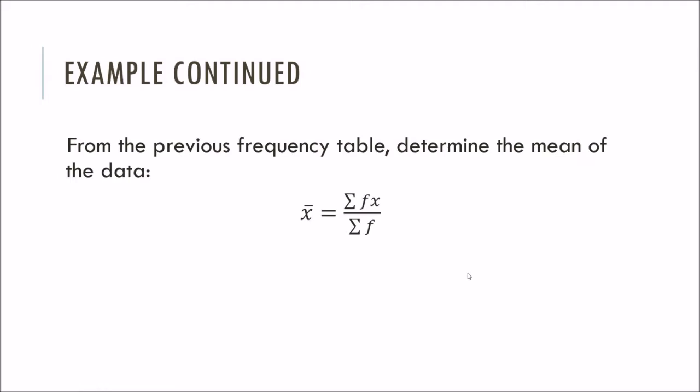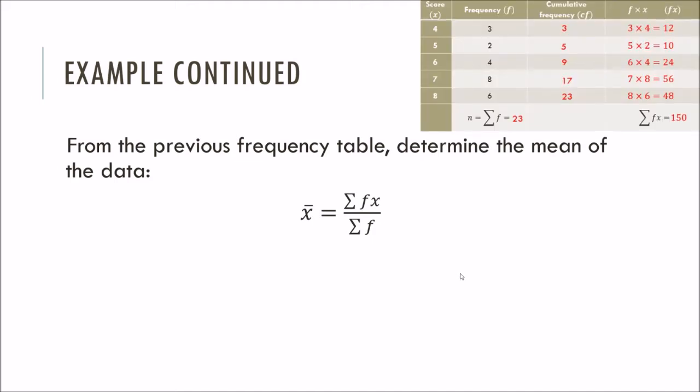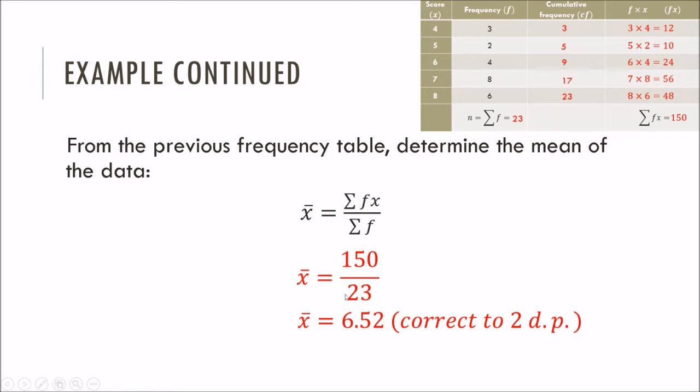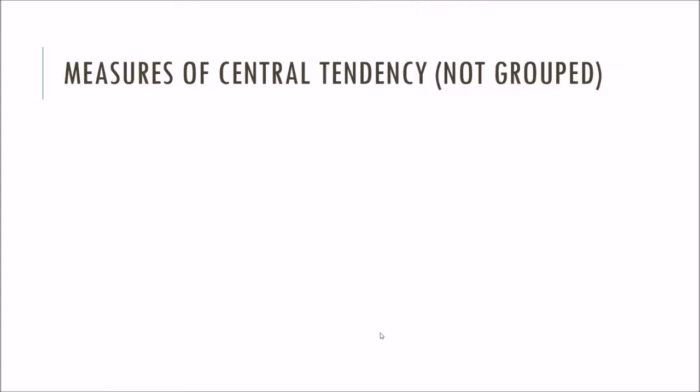So from the previous frequency table, we want to determine the mean of our data. If we look at our table, we want our sum of fx and we want our sum of f. So we're looking at the total in our frequency column and the total of the fx column over here. That will give us 150 divided by 23, which will give us our arithmetic mean as 6.52 if we round that to 2 decimal places.